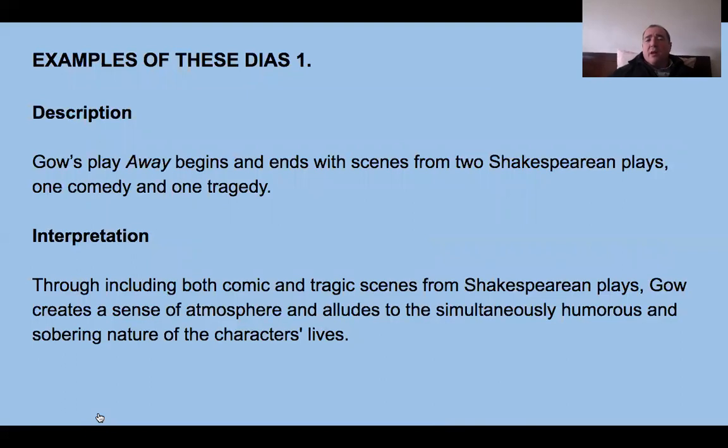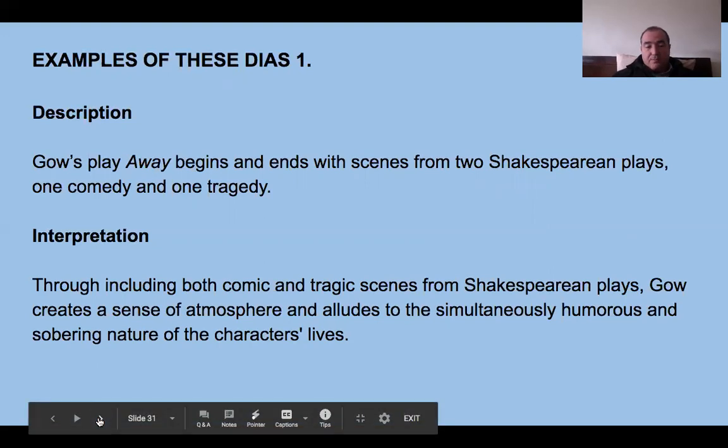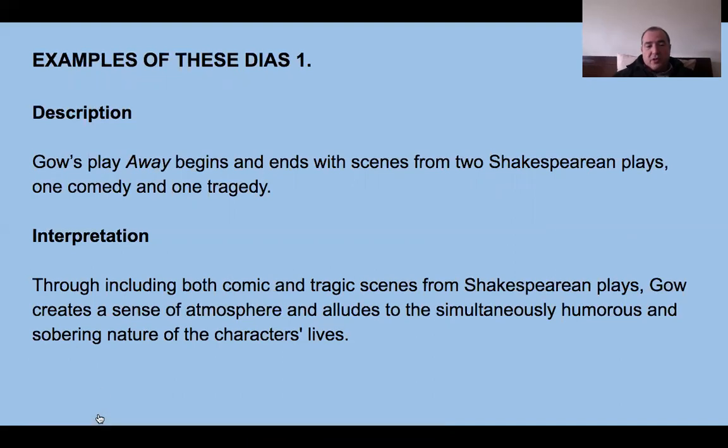Gow's play Away begins and ends with scenes from two Shakespearean plays, one comedy and one tragedy. So it's just basically telling us what it is. It's just a recount. Interpretation: through including both comic and tragic scenes from Shakespearean plays, Gow creates a sense of atmosphere and alludes to the simultaneously humorous and sobering nature of the characters' lives. We're going to more interpretation and explanation.